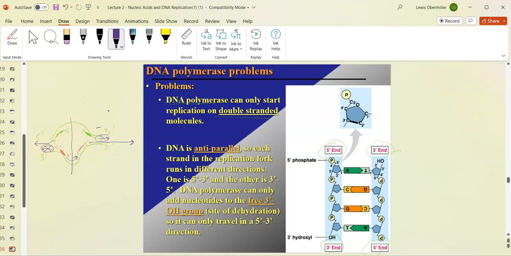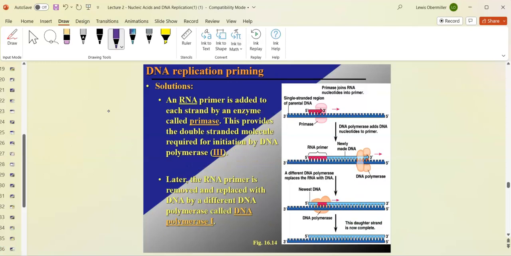All right. So remember, only add to a free 3' hydroxyl group, and then it can only add if the polymerase is able to sit on a double-stranded piece of DNA. Otherwise, like a train, it would fall off. Okay, so the solution to this is to add an RNA primer. The enzyme we talked about already is called primase. It provides the double-stranded molecule that's required for the polymerase, shown here. Remember, primase. This is the polymerase.